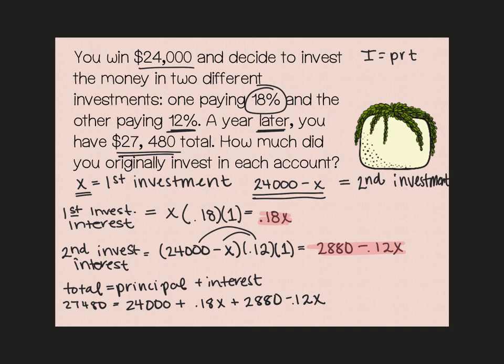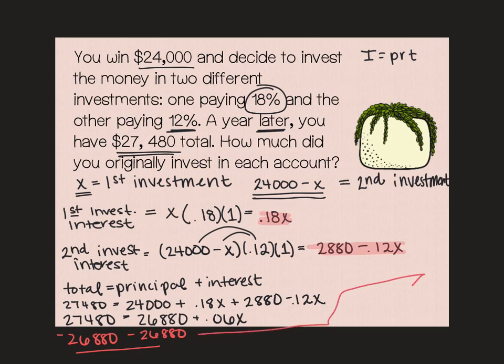And then you can just solve. Start by combining like terms. Subtract 26,880 from both sides. And then I'm going to write over here now. Divide. And you figure out that X is $10,000.